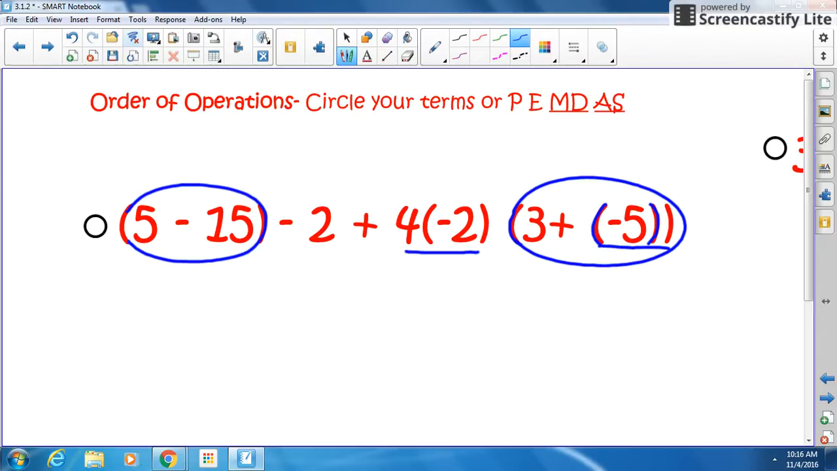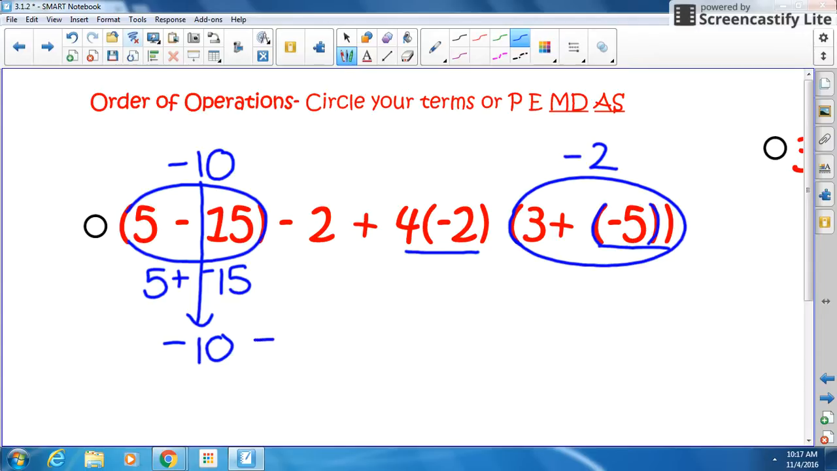5 minus 15 is the same as 5 plus a -15. Subtracting something is the same as adding the opposite, which is a -10. I'm doing nothing to my next circle, and I have 3 plus a -5, which is a -2. I'm now going to rewrite my values. This all gets dropped down to -10 minus 2 plus 4 groups of -2. Ooh, a parentheses right next to another parentheses. I'm going to stop there for a second.